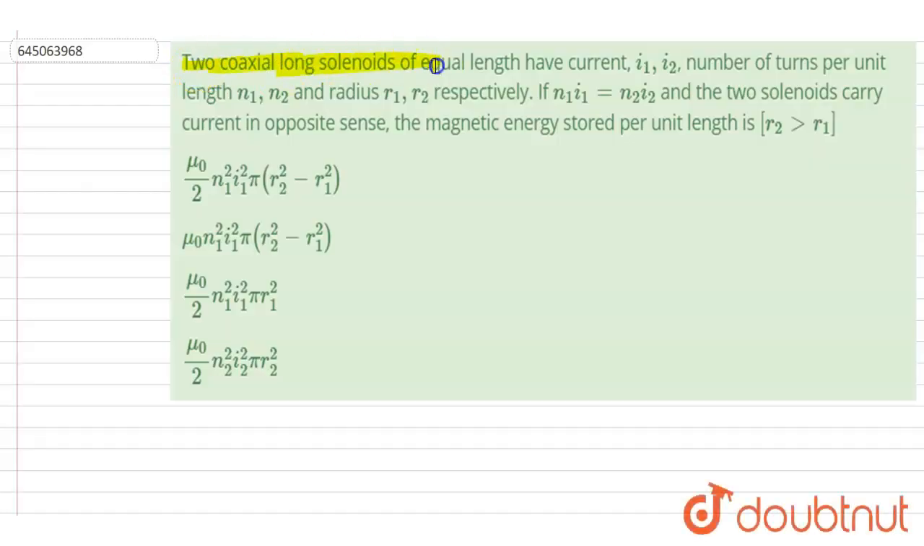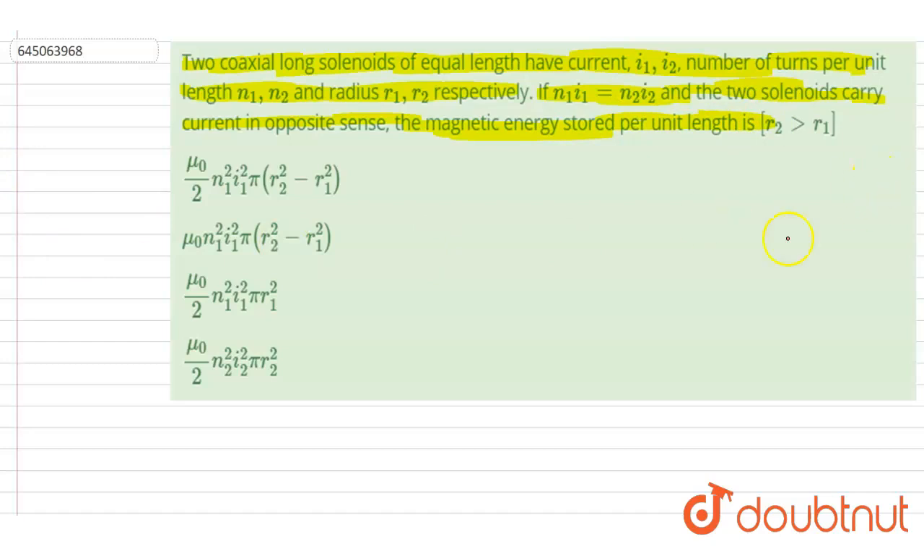Hello everyone. Two coaxial long solenoids of equal length have currents I1 and I2. The number of turns per unit length is N1 and N2, and the radii are R1 and R2 respectively. N1 I1 is equal to N2 I2, and the two solenoids carry current in opposite directions. It is asked in the question what the magnetic energy stored per unit length is.